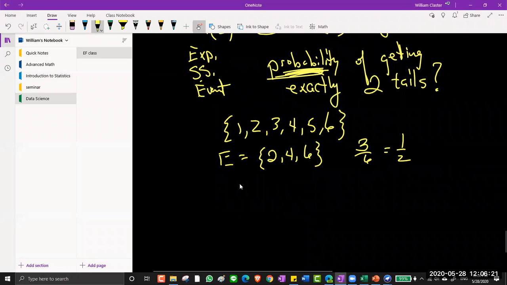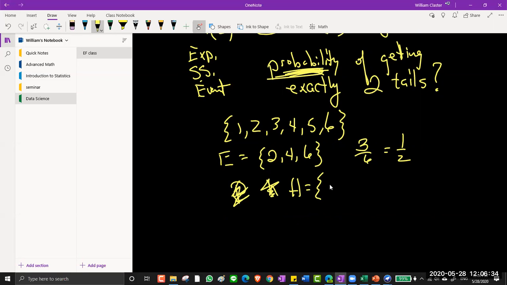If I asked you, here's another event. Let's call it H, and that is 4. Now, is that really an event? Yeah, it's a subset of S. This is a subset of S, so it is an event. So if I want to know what's the probability of this event, the probability of getting a 4, what would you say? 1/6. Right, everybody would say 1/6.